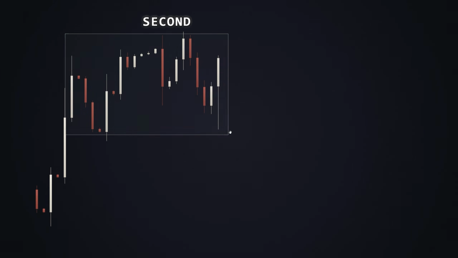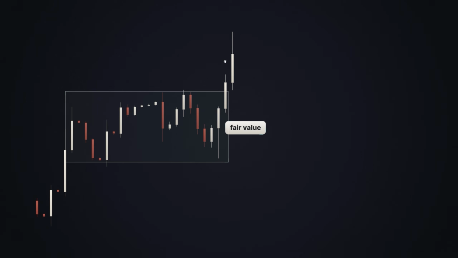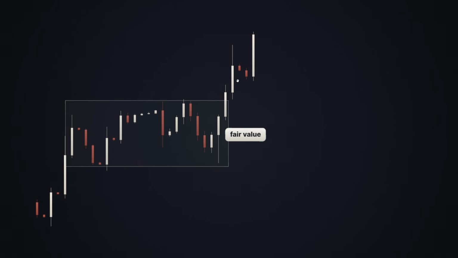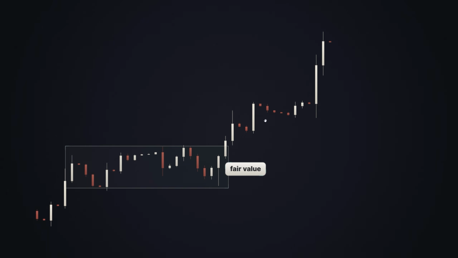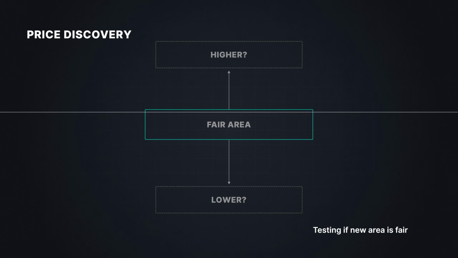This second test starts the same way, but it refuses to fall back. Price breaks above value, closes above it, pulls back, and still holds above the old edge. Now buyers are not just poking above the level, they are starting to build business higher. This test outside the fair area is what auction traders call price discovery. Price is discovering whether a higher or lower area is fair.